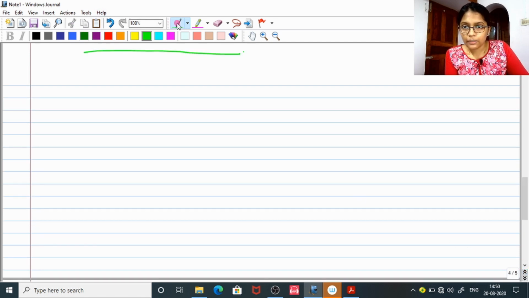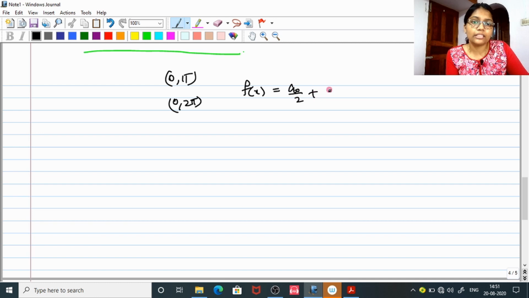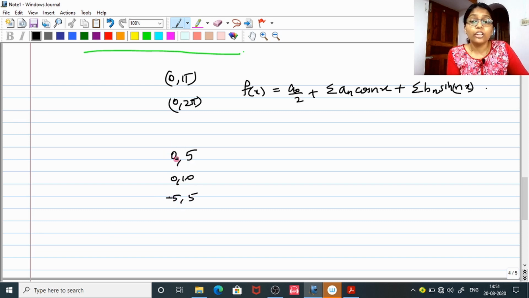See, we just looked into the problems like 0 to pi or 0 to 2 pi, etc. And the Fourier series went on like a0 by 2 plus sigma an cos nx plus sigma bn sin nx, isn't it? See, other than these ranges, we can also have ranges in numbers. I mean 0 to 5 or 0 to 10 or like negative 5 to 5. Anyway, such numbers also can be there for the range for Fourier series.